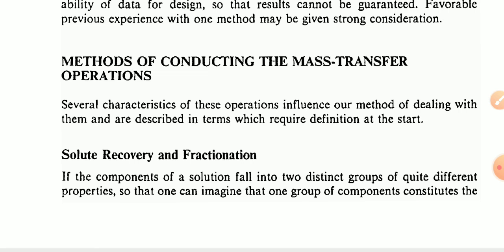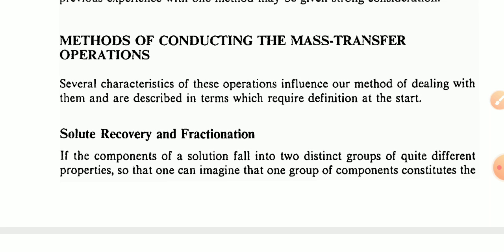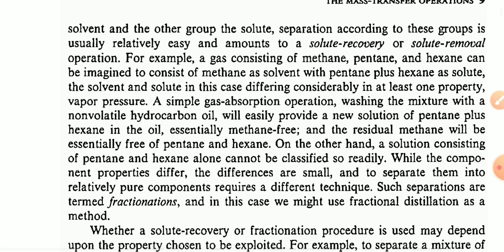If the components of a solution fall into two distinct groups of quite different properties, so that one can imagine that one group of components constitutes the solvent and the other group the solute, separation according to this grouping is usually relatively easy, and is an amount of solute recovery. We will see the several characteristics, described in terms of the method for a mass transfer operation.